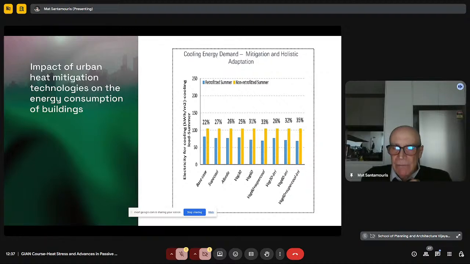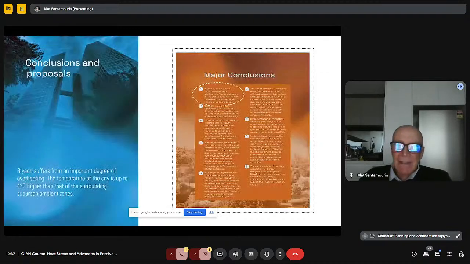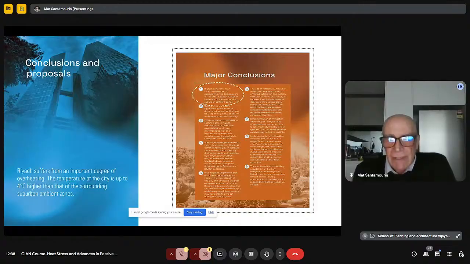It is a tremendous number because we are discussing very high temperatures. So the potential is extremely high for mitigation of heat, for decrease of the temperature, but at the same time, there is a very high potential for energy conservation and decrease of the energy consumption.